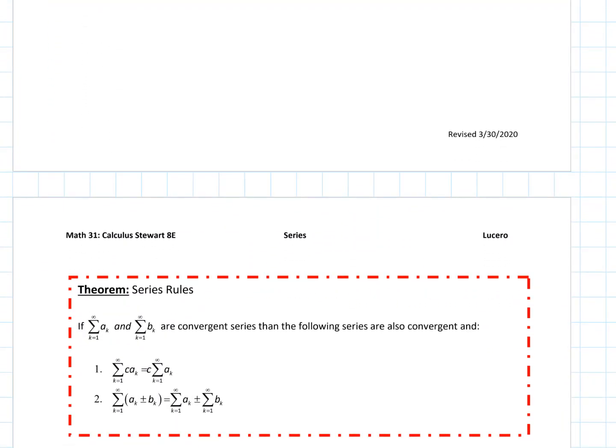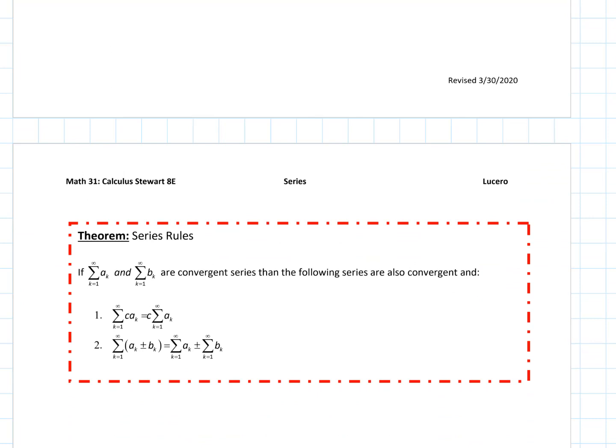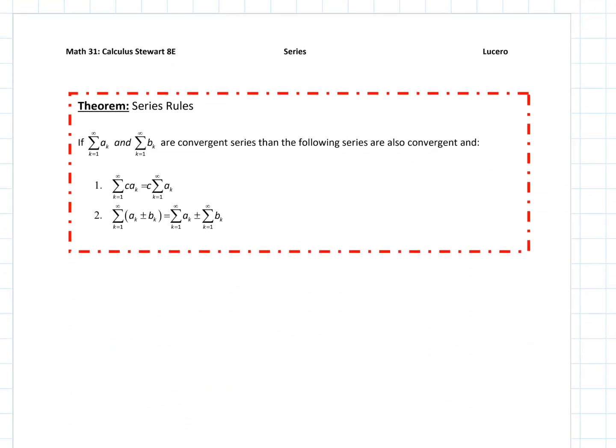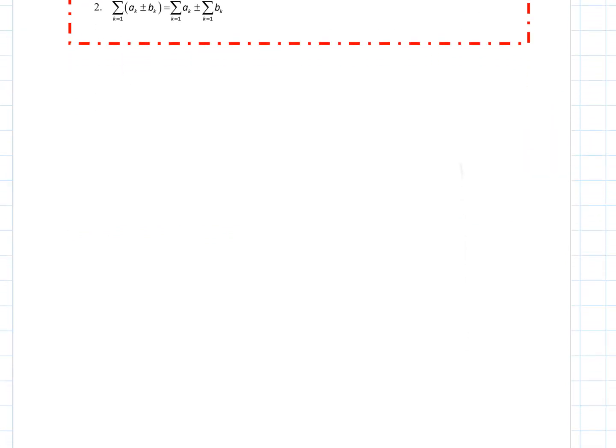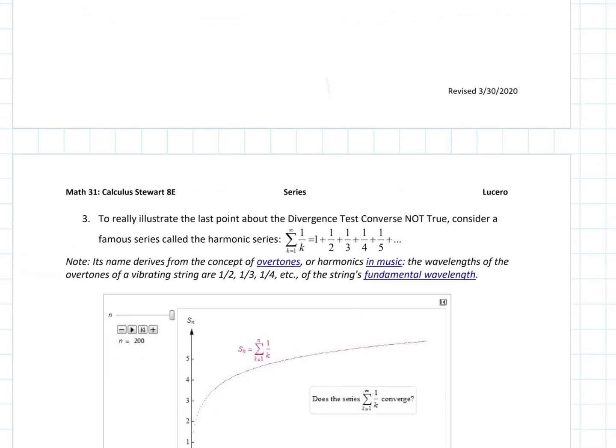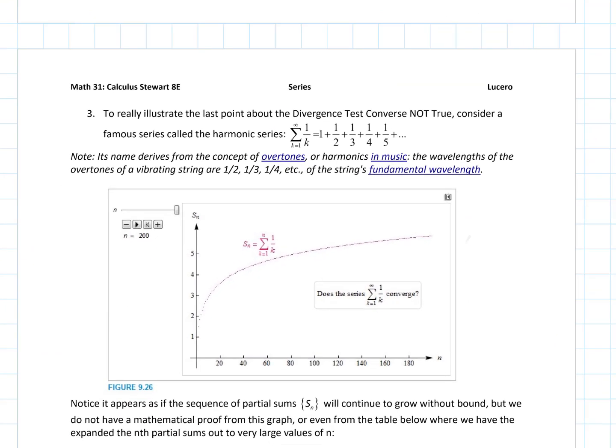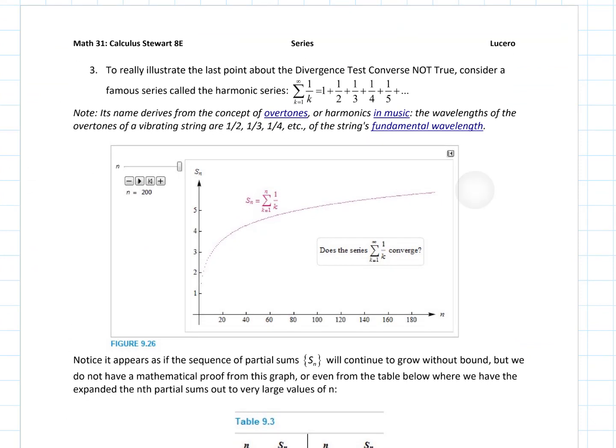And so just one last thing as I scroll past here. These are some series rules: we can pull constants out, and we can also split apart series. I just wanted to show this little piece right here to really illustrate that the converse of the divergence test is not true.